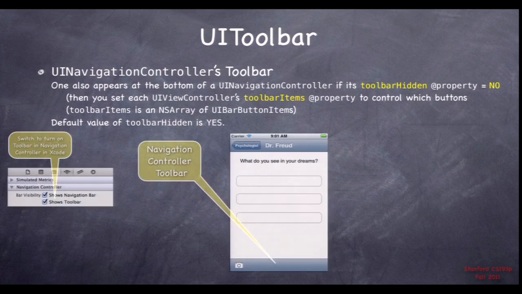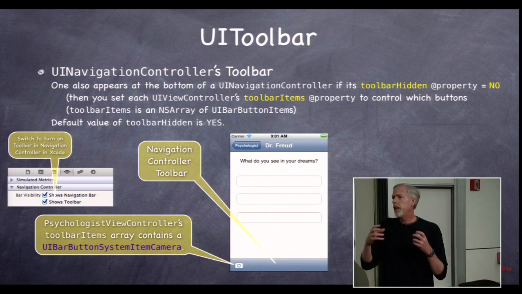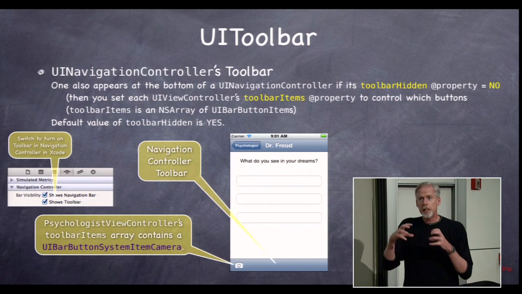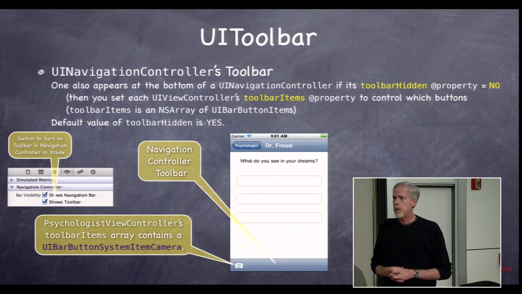A toolbar is just a collection of UIBarButtonItems. This is another class called UIBarButtonItem. UIBarButtonItems aren't buttons. They act a lot like buttons, though. They're somewhat simplified buttons. And I'll talk to you about how we create those in just another slide.